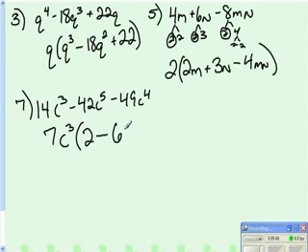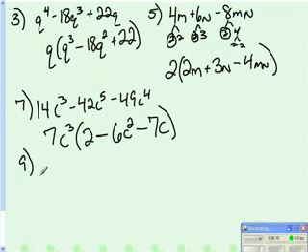C to the fifth divided by c to the third. Subtract the exponents, I get c squared. Which is why the last chapter was so important that you knew that. 49 divided by 7 is 7. C to the fourth divided by c to the third is c to the first. That's it.